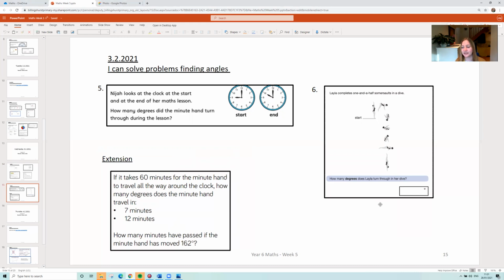And then here, another little SATs question that we've taken that I think you might recognise from the last paper we did in school, where Layla is completing a 1.5 somersault dive. How many degrees does Layla turn through her dive? Now, I suggest for this one, you stand up and you think about those turns, just as we did first thing on Monday morning. And then we've got our little extension.